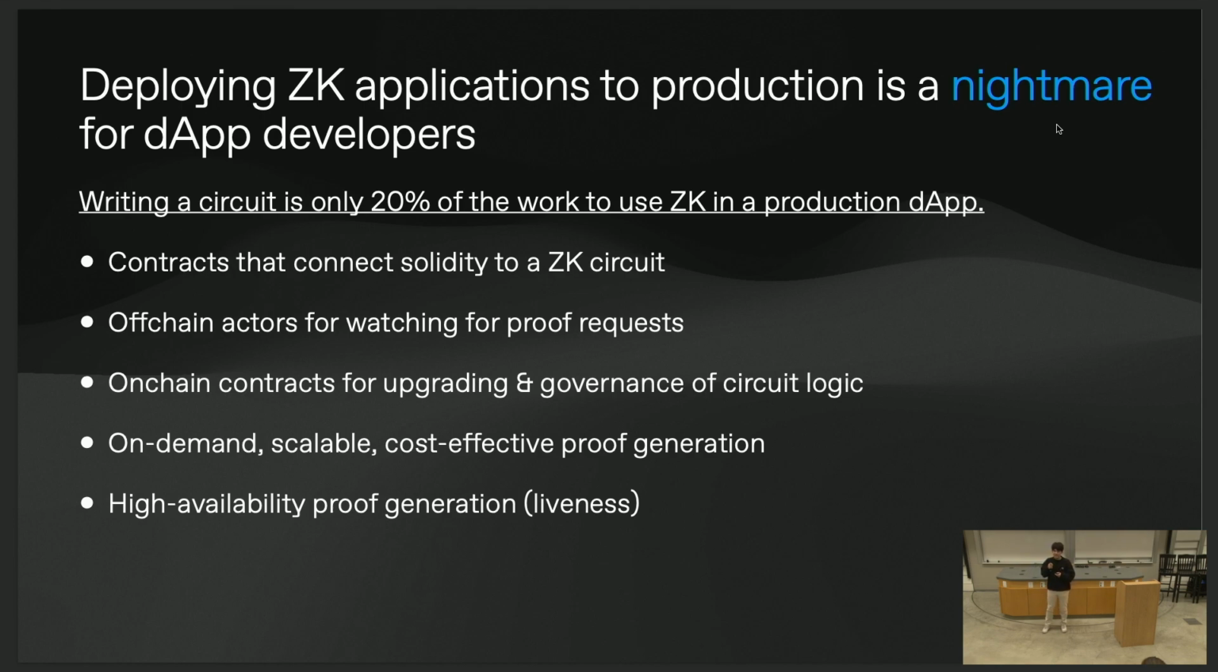The reason for this is that there's so much work that goes into writing the contracts that connect your circuits to your EVM application. You have to build off-chain actors that are able to watch for requests for proofs and respond to them, or schedule the proofs when their end applications need them. You have to solve the problem of the fact that your circuit might be deprecated in a few months because of consensus changes or other changes that your end users need. And it's really annoying to manage these circuit upgrades and governance logic.